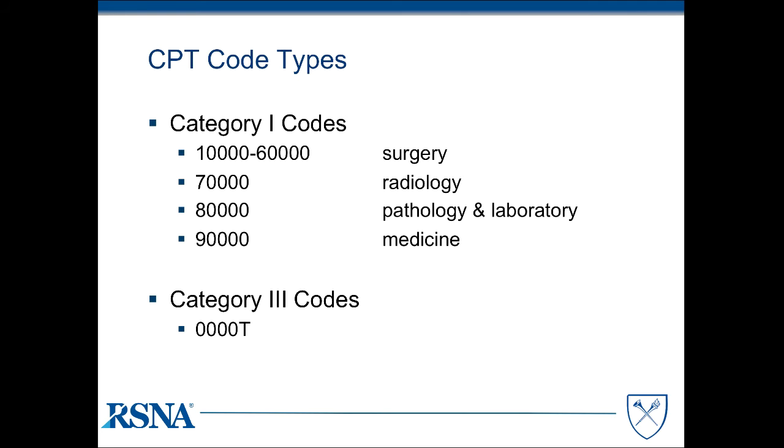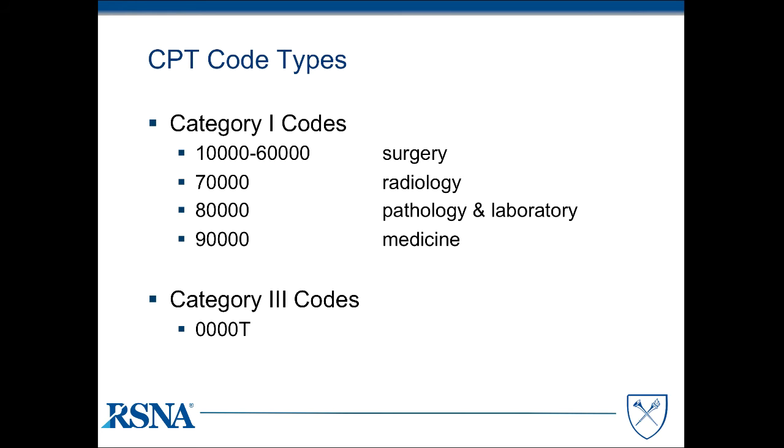So for example, if you place a tunneled hemodialysis catheter, to bill for that, you'll use CPT code 36558. If you place a tunneled central venous access port, you'll use a different code, 36561. If you perform a lumbar vertebroplasty, 22511. If you perform a lumbar kyphoplasty, 22514.